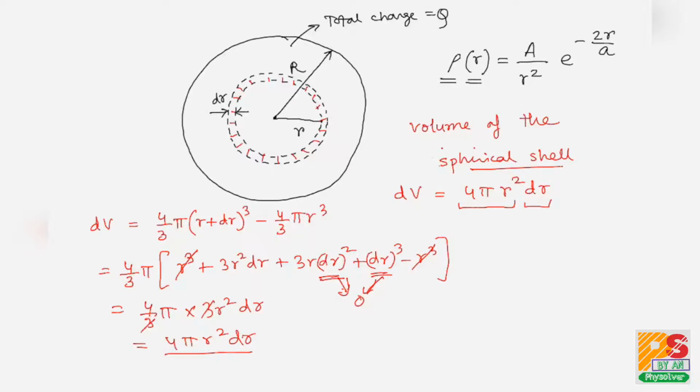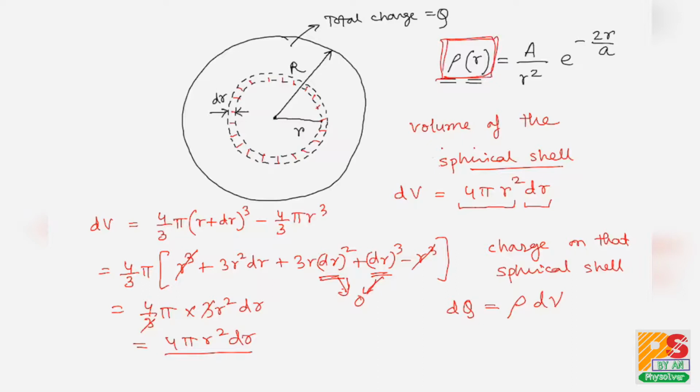Now we have to find the charge enclosed in that spherical shell. It is very simple. Charge is volume charge density, that is rho, into dV. Volume charge density means charge contained per unit volume. So if I multiply rho with dV, we get the charge contained in this spherical shell, right or wrong? In this shaded portion.